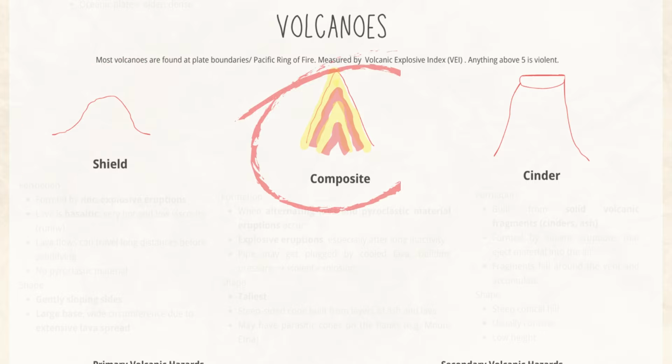In contrast, composite volcanoes, also known as stratovolcanoes, are much more dangerous. They erupt violently, ejecting both lava and fragmented material like ash and rock. These eruptions are among the most powerful and destructive on Earth.